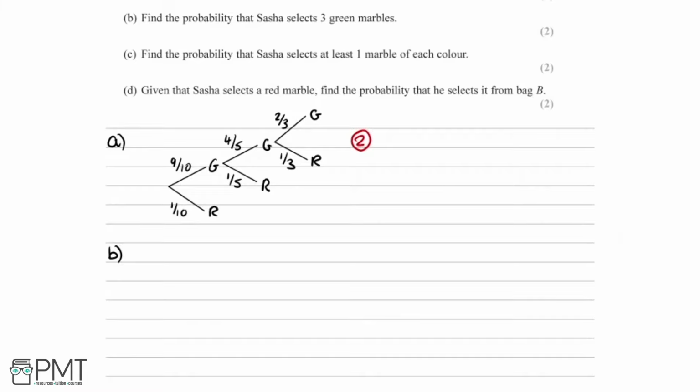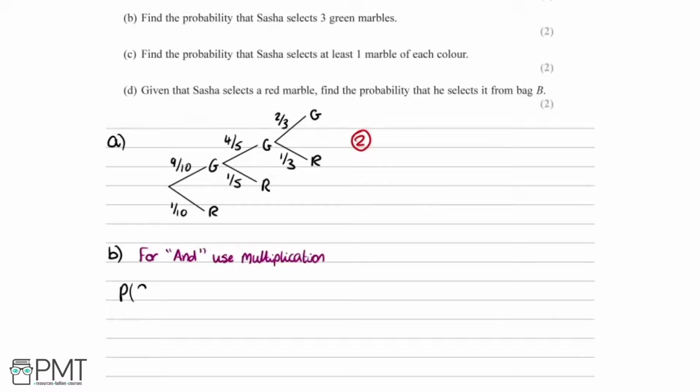So part B says we need to find the probability that Sasha selects 3 green marbles for 2 marks. Okay, so if he selects 3 green marbles, then he's going to be choosing this path. So it's going to be here, here, and here. And what I've written down here, as I said, for and, we need to use multiplication. So essentially what we're doing is he's choosing this path, and this path, and this path. So what we need to do is multiply them all together.